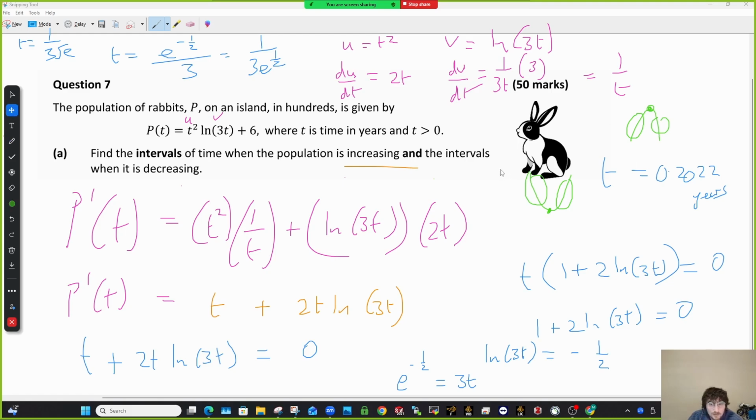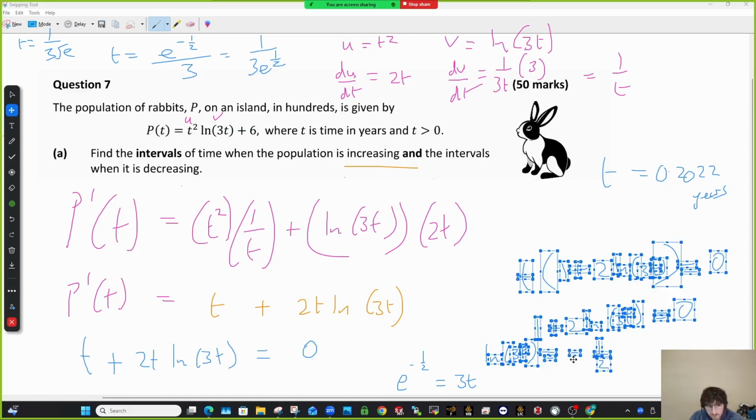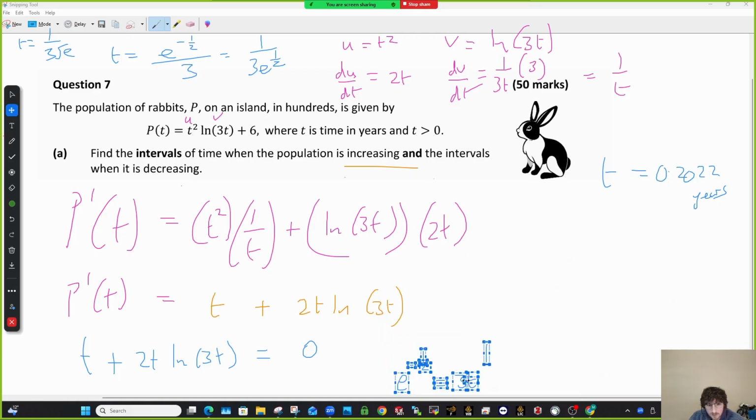So this is a little bit of a tough question. The student would have picked up a ton of marks here for just getting this turning point value t. Now it's a little bit tricky to work out the interval of when it's increasing or decreasing. Let me clear some of these workings away. So I'll give you a hint to this.